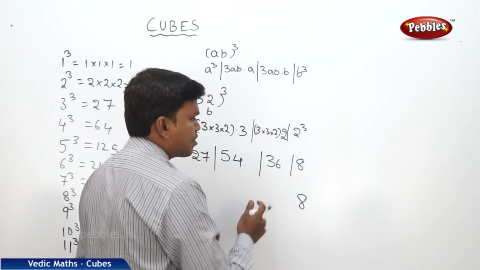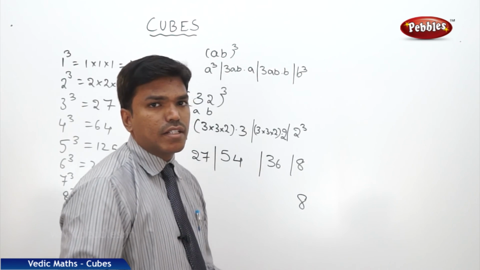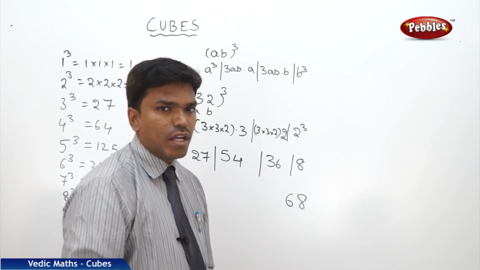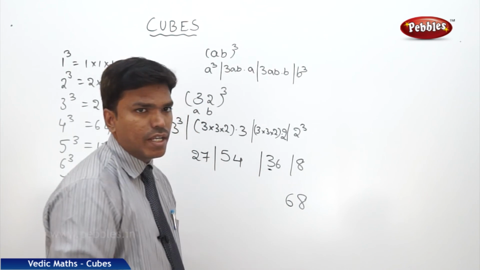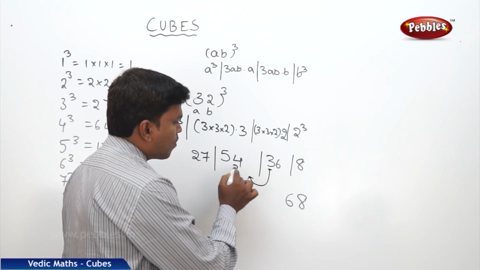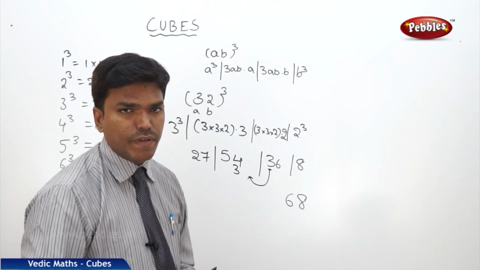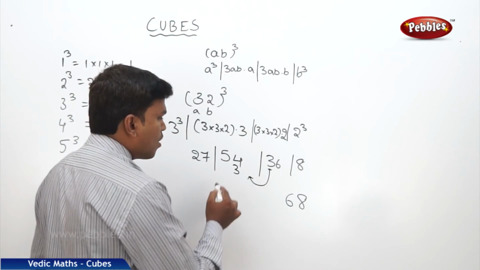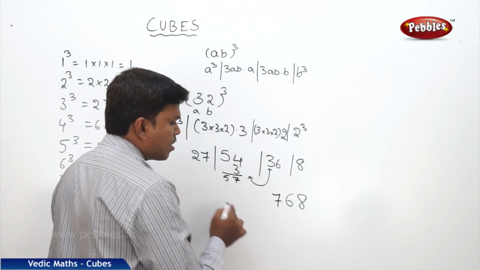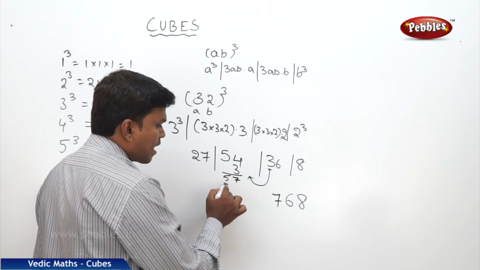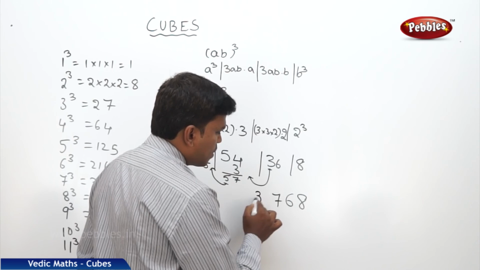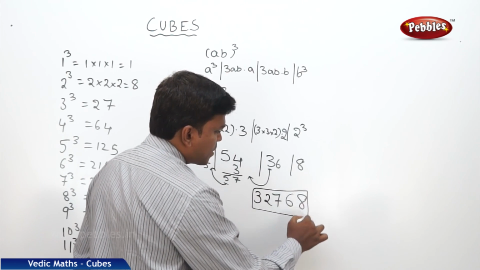Now coming to the next number, 36. In 36, what is the ones place? 6. So just drop 6 as it is, and the remaining number is 3. Carry that to the next part of the answer. So 54 plus 3 is 57. In 57, the ones place digit is 7, so drop 7, and the remaining number is 5. Carry that 5 to the next number. So 27 plus 5 is 32. So our answer is 32768.